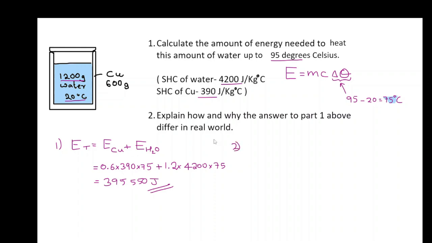Second question: explain how and why. Now look at the command words, really important. Explain how and why the answer to part 1 above differs in the real world. Now, in the real world, when you start heating this copper container and the water in it, heat will start to dissipate to the surroundings and you can't really stop it. So although theoretically you need only 395,550, you'll definitely need more than that to compensate for the energy loss to the surroundings.